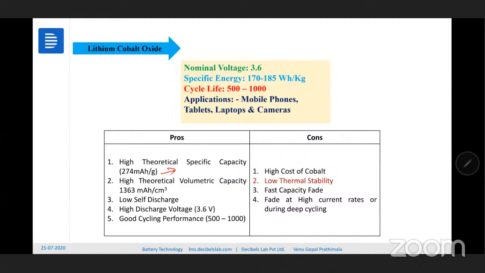It has low self-discharge and a high discharge voltage of 3.6 volts. It has good cycling performance. But coming to the cost, it has high-cost cobalt, low thermal stability, and capacity fade. So the capacity of the cell will fade very fast when we are discharging at high currents or when deep discharging is happening. So the capacity of the cell will decrease very fast. These are the disadvantages of this.